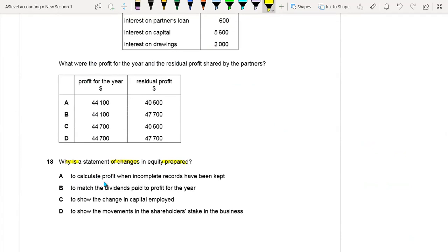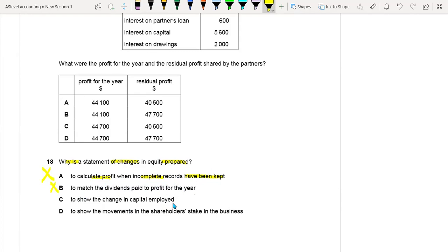The first option is to calculate profit when incomplete records have been kept. So we know that it is not used for the capital. If you want to calculate the profit, we will be using some reverse calculation for the incomplete records, or maybe we will be making the income statement, not the statement of changes in equity. So this is not the right option. To match the dividends paid to profit for the year. Again, this is not used for this.